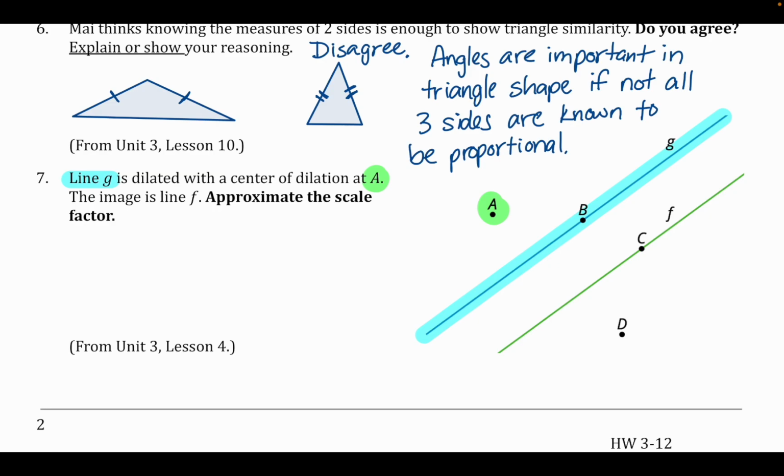So this blue line is about halfway between A and the green line. And since we are going from A, and the image is this green one, we're actually going from the blue line to the green line, which means our scale factor is going to be 2. Now, if we were going from the green line to the blue one, we would use 1/2 or just the reciprocal of that. So I would say approximately 2, because it did say approximate the scale factor.